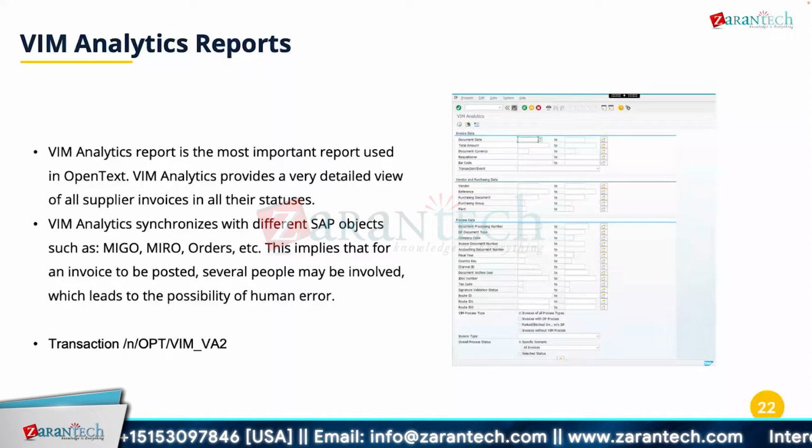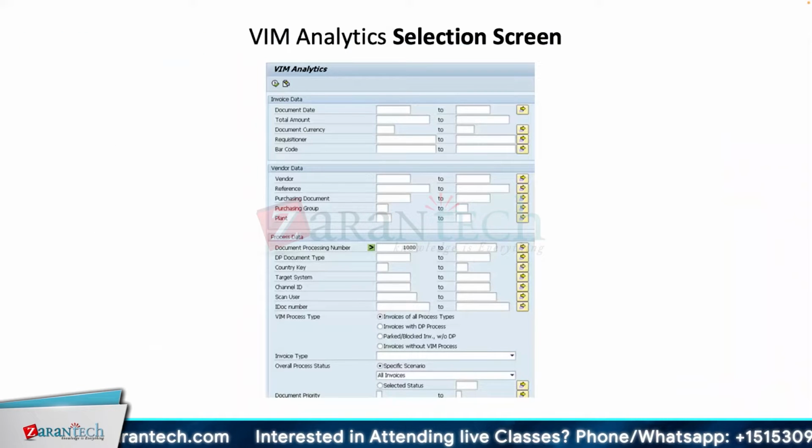Along with that, there are some other things which will automatically synchronize. The clearing document has been generated, whether it has been posted. So all those synchronizations also happen through the analytics report. So nothing specific we have. And the transaction is /opt/Vim_VA2. Okay. So this is the standard selection screen of the Vim Analytics report.